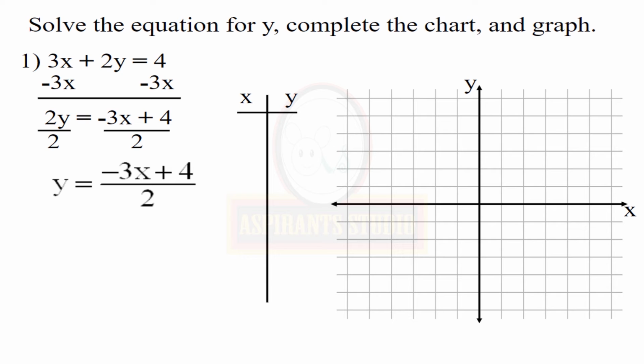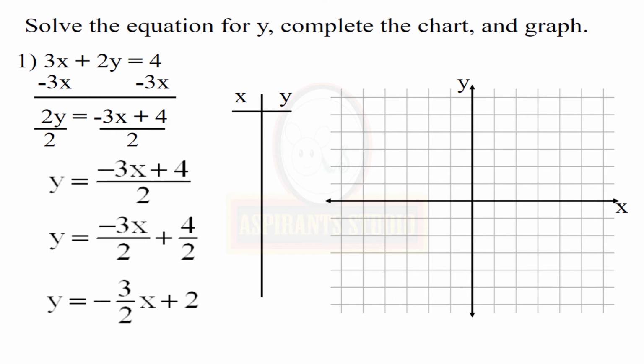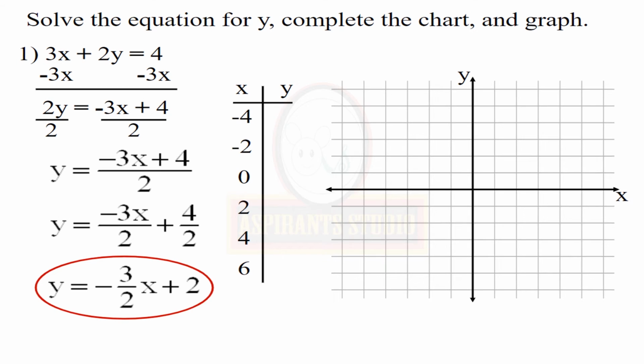Then you have to find out the value of y. So divide by 2 on both sides. You will get y is equal to minus 3x plus 4 upon 2. Now you can split up because the denominator is common. You can split it up as minus 3x upon 2 plus 4 upon 2. 4 upon 2 is 2. So you get y is equal to minus 3 upon 2x plus 2.